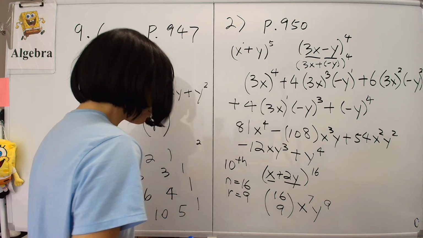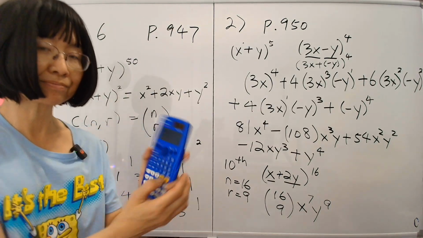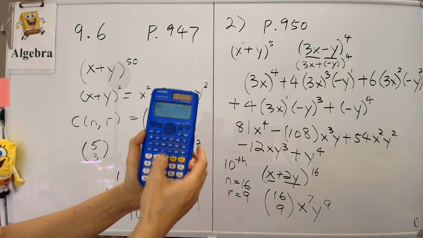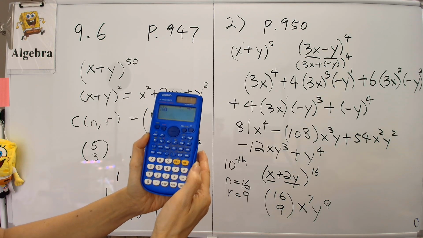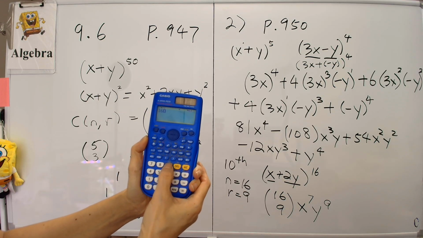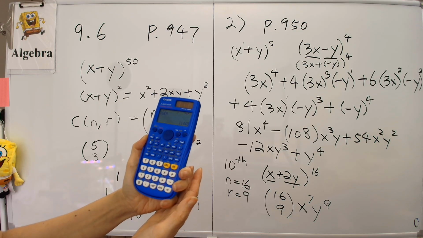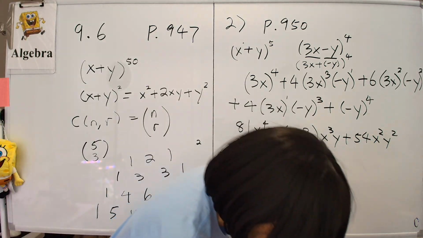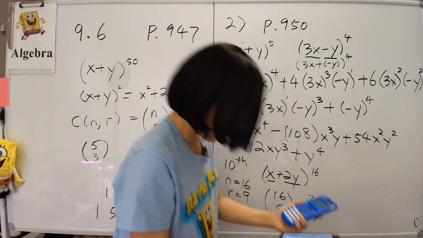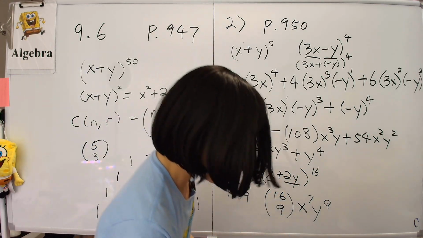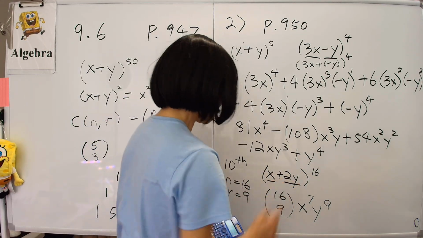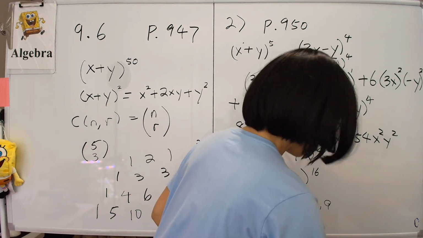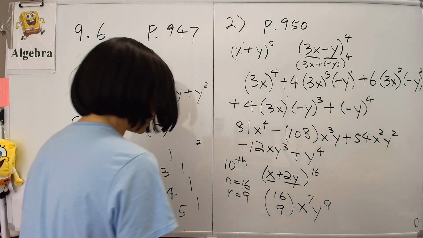Let's do that on the calculator. We'll do 16 shift division sign, 16 choose 9. Okay, 16 choose 9 is 11... Is that what the book says? Did I get something wrong? Oh, I'm so sorry. I forgot there's a 2 here. I missed it when I was doing the homework.